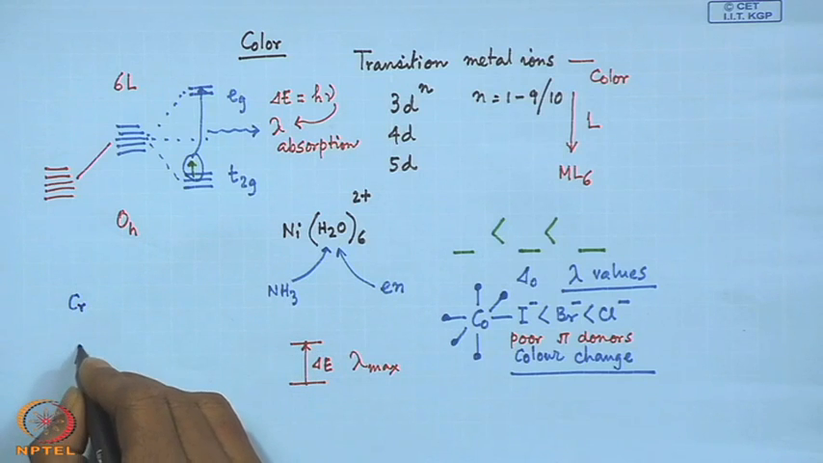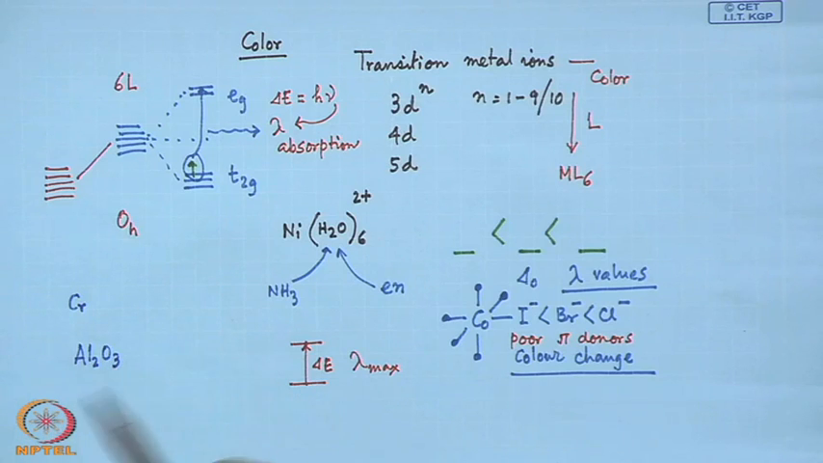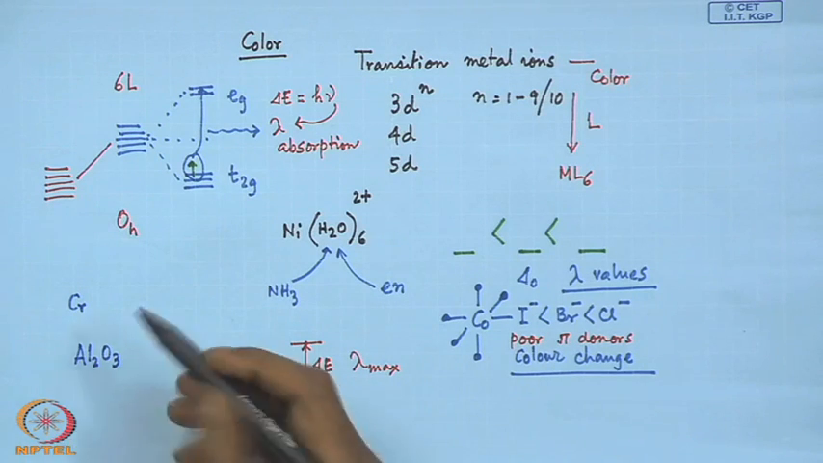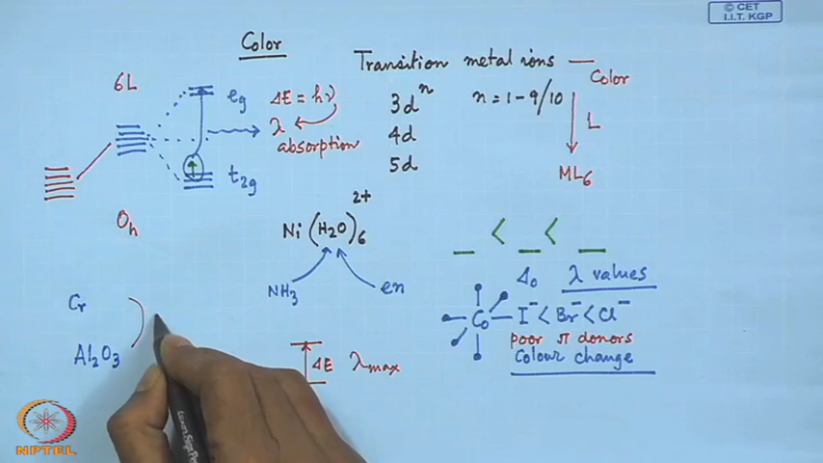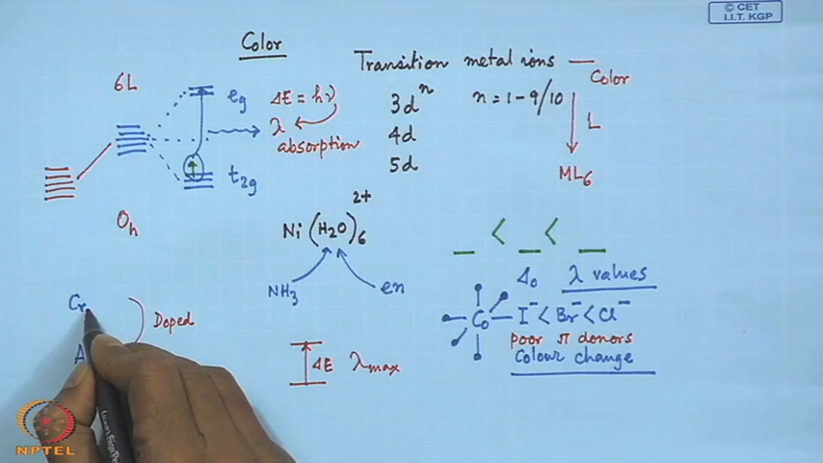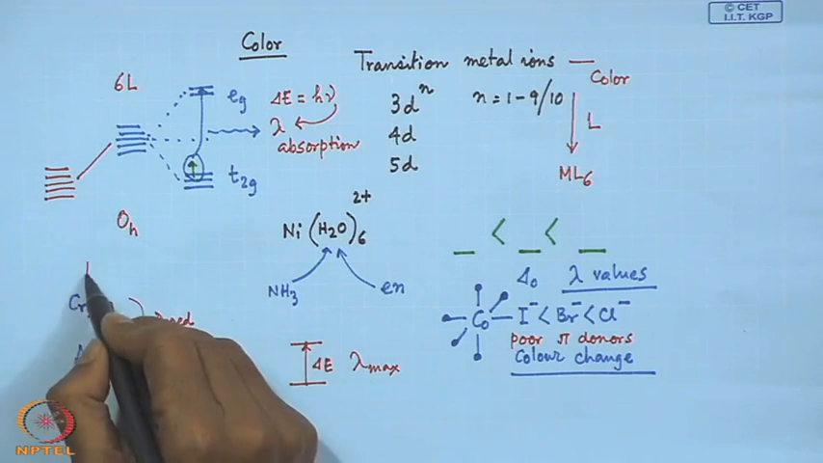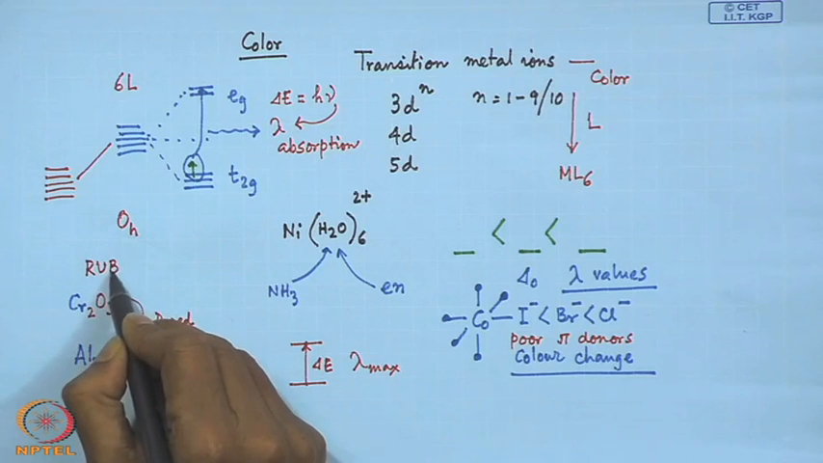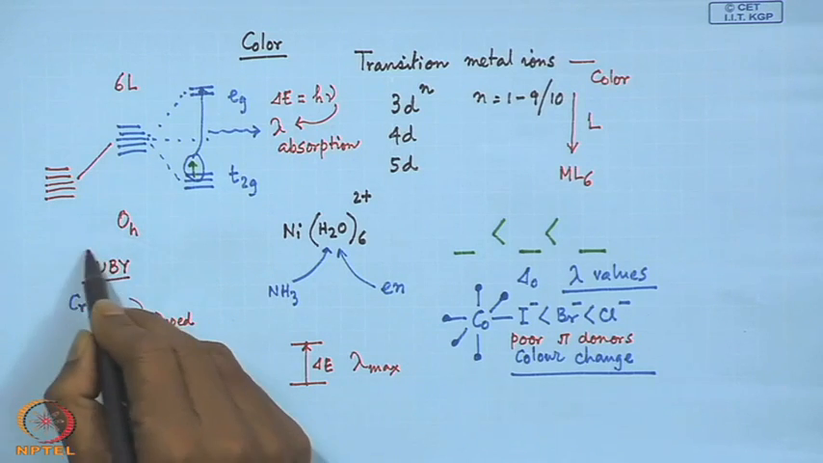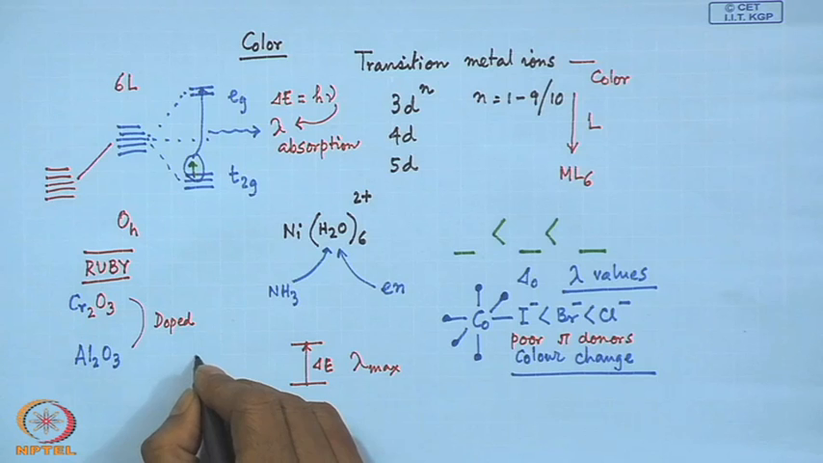So, we have chromium in the solid matrix of alumina, which is Al2O3. When the doping is taking place, doping can also take place from Cr2O3, and we get ruby, and that basically gives us the corresponding chromium crystal field, which is important.